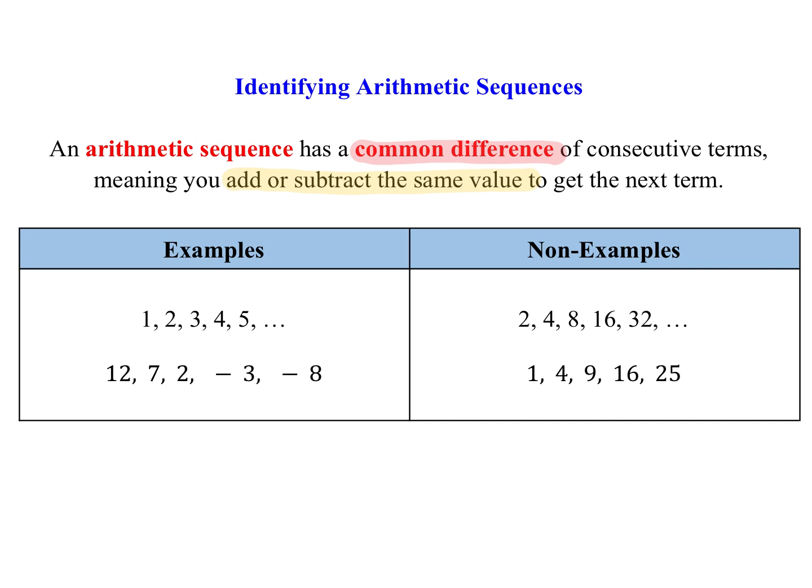Here's some non-examples. 2, 4, 8, 16, 32. Now there is a pattern here. We're multiplying by 2 to get each consecutive term, but that is not an arithmetic sequence. That's a different type of sequence. Here we're adding 3, and then we're adding 5, and then we're adding 7, then we're adding 9. There's a definite pattern to that, but again, we wouldn't consider this an arithmetic sequence. So for an arithmetic sequence, you must have a common difference.